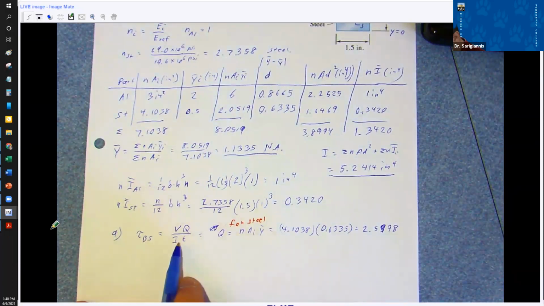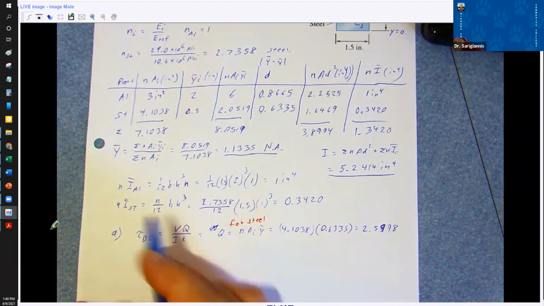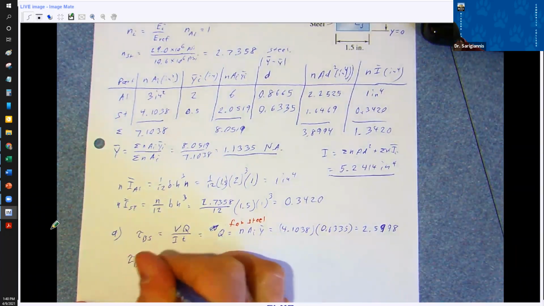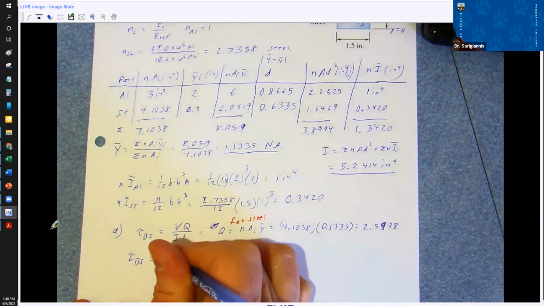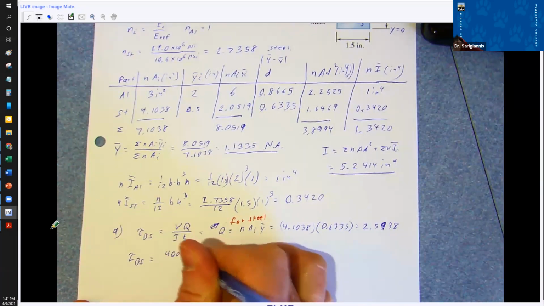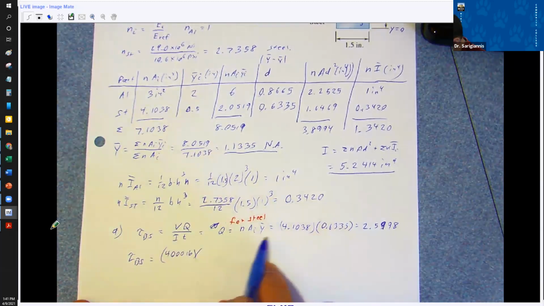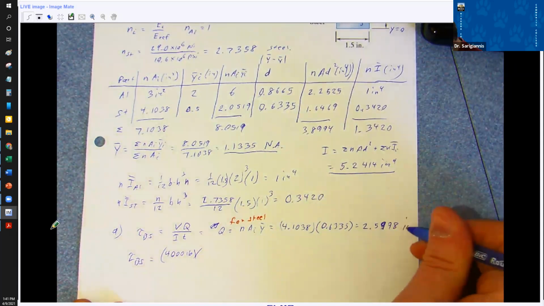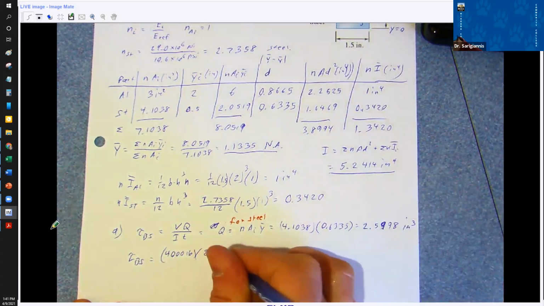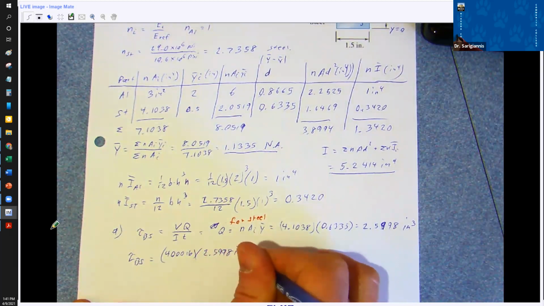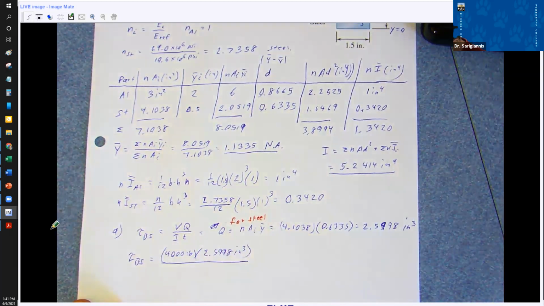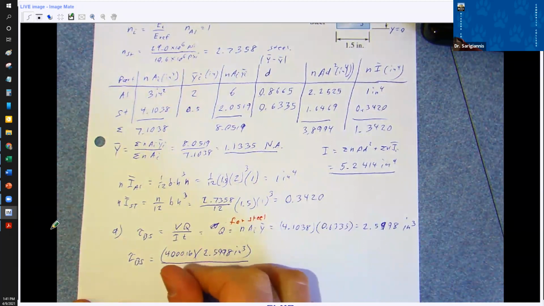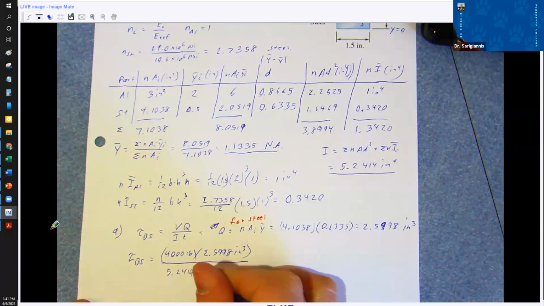We know Q now, we know I, we know T, and we have V. Let's watch our units here. 4,000 pounds. Oh, we don't have units for Q. What is this? This is going to be area times length. So this is going to be inches cubed. 2.599 inches cubed over what? 5.2414 inches to the fourth.